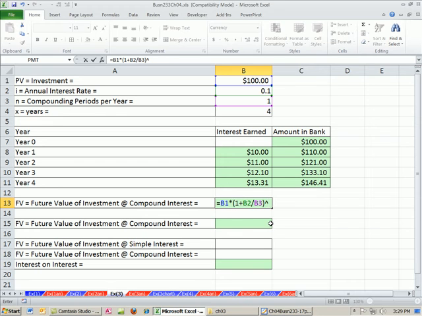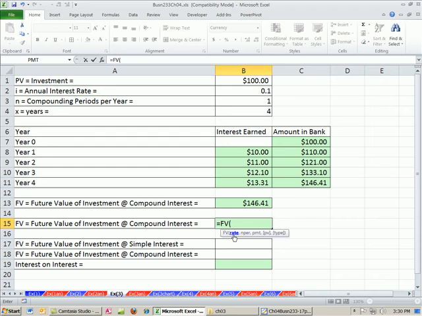Now, caret is, as we studied in week 1 when we did chapter 00, calculated first in the order of operations. So if we're multiplying in the exponent, you have to put it in parentheses. So years times compounding periods. All right, so that formula will work. 141. And then, of course, we have our future value function.